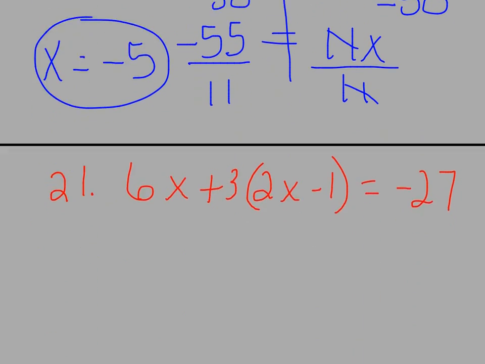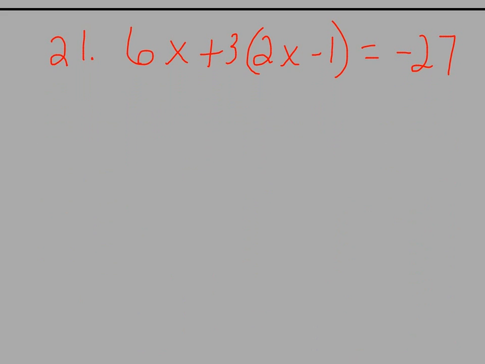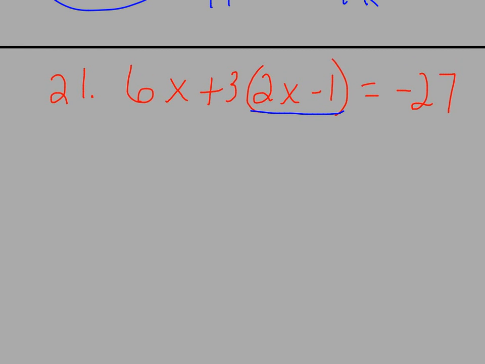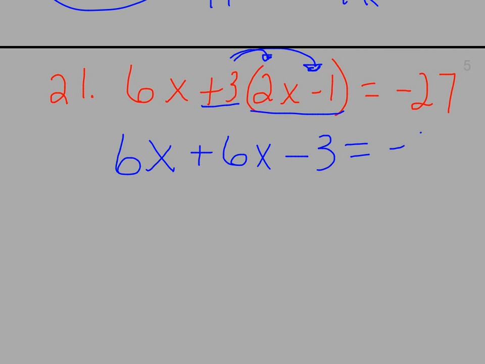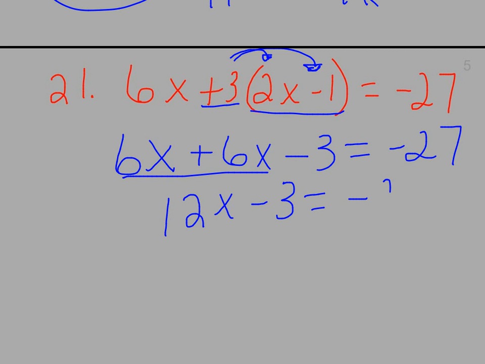All right, number 21. So here the first thing I need to do is get rid of this parentheses. So I'm going to distribute my 3. 3 times 2x and 3 times the negative 1. So it's 6x, and you're just distributing a positive 3, so that gives you positive 6x, and then positive 3 times negative 1 is negative 3, equals negative 27. Now I would combine my like terms, and that would give me 12x minus 3 equals negative 27.